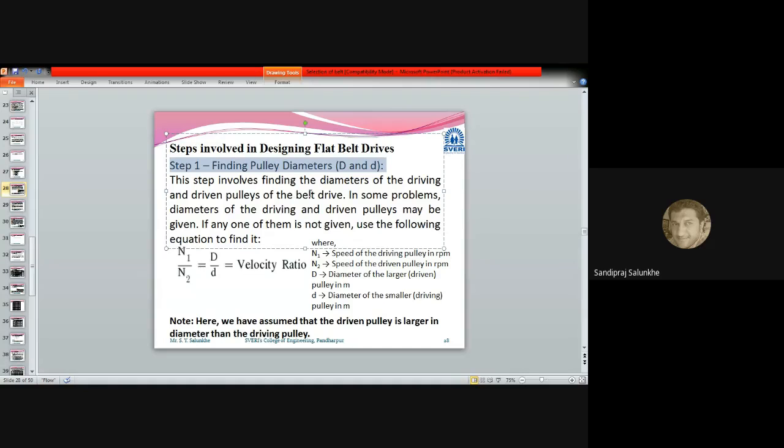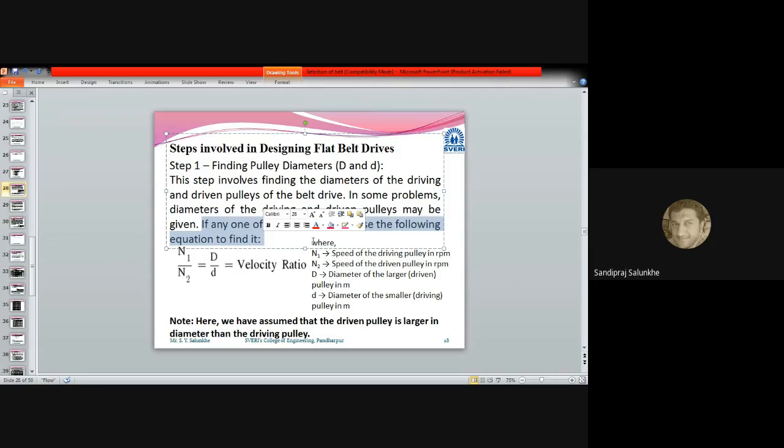Now, this step involves finding the diameters of the driving and driven pulleys of the belt drive. Already we have decided that the belt drive we are going to use. In some problems, the diameters of the driven and driving pulleys may be given. Some problem statements mention the diameter of the pulleys, and when we are going to solve problems related to the exam, sometimes the problem involves the diameter of pulleys and sometimes it does not.